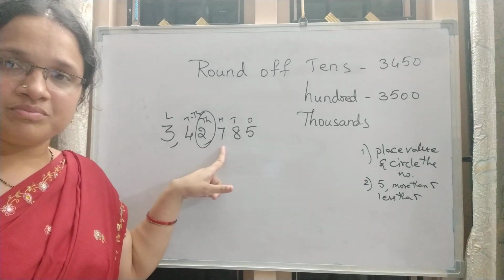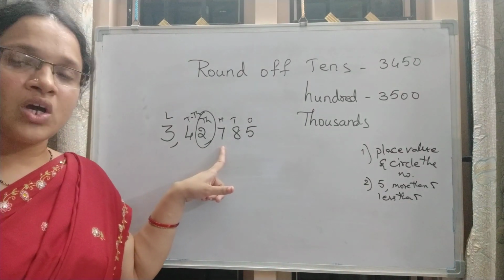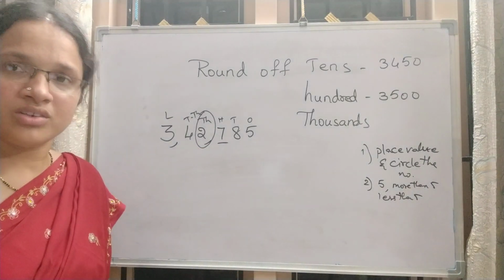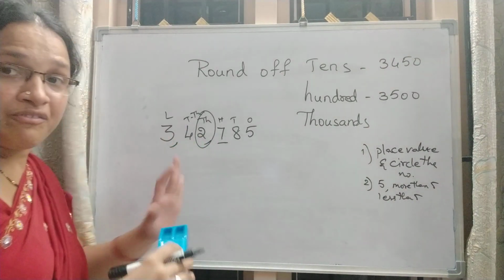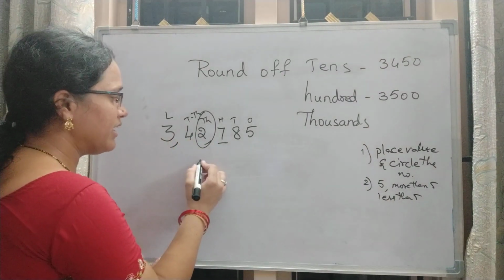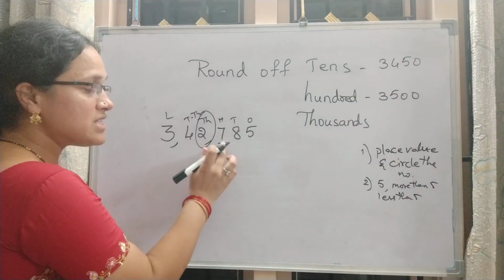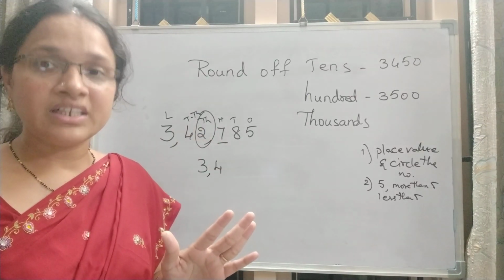Check the next lesser place value. What is the next one after thousands? We are having hundreds. So, check that hundreds value. Okay. And now see, write the left side numbers as it is. You will be writing them the same. 3 lakhs 4. And now see, when you are checking, is this number 5 or greater than 5? It is greater than 5.